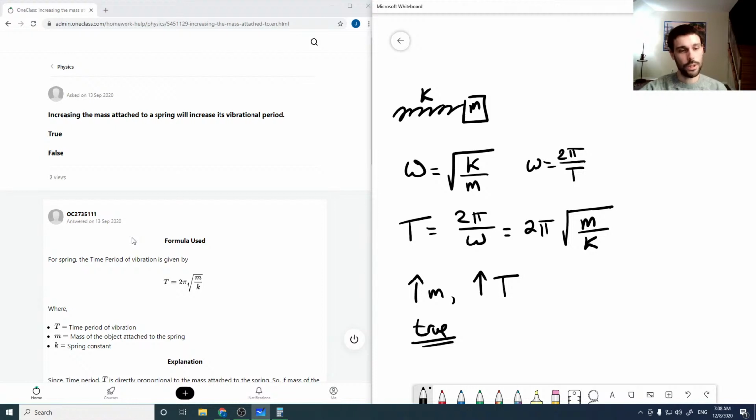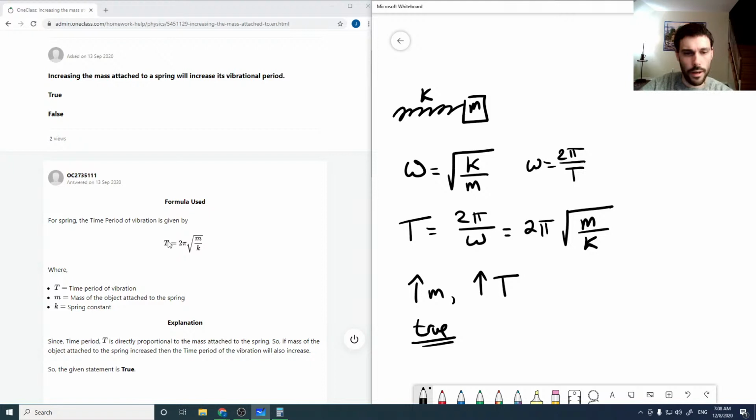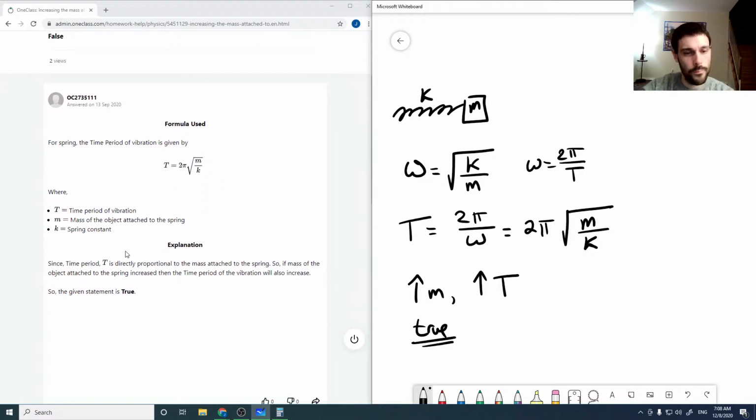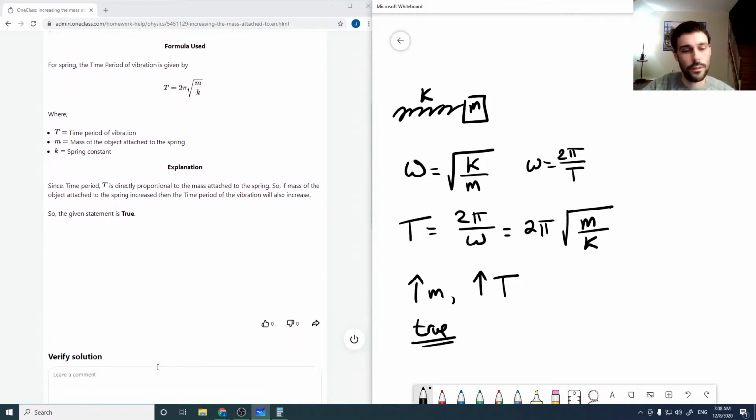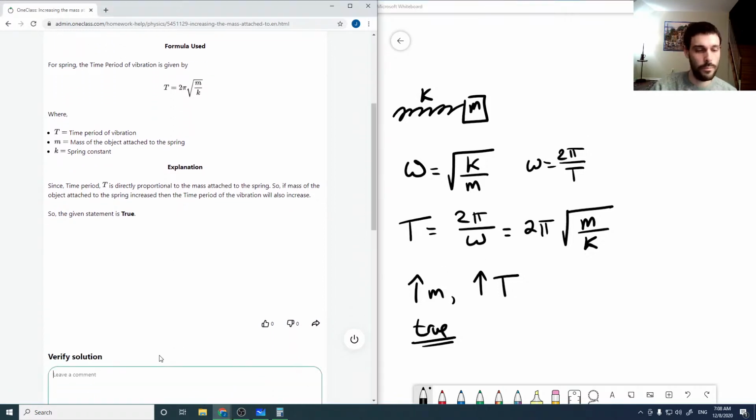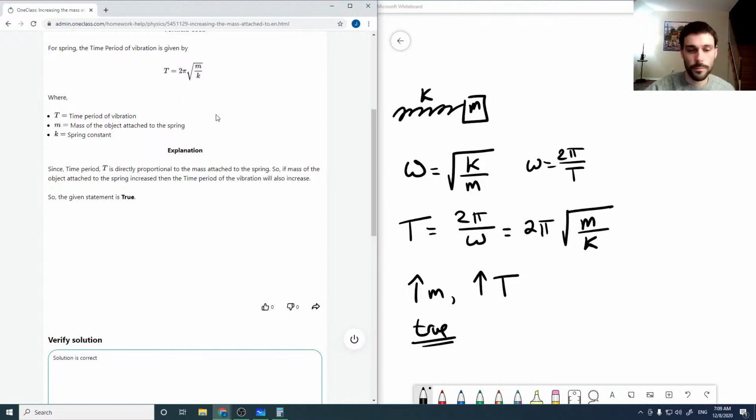If we check the solution here, our period of vibration comes out to 2 pi root m over k, which is correct. So then our period is directly proportional to the square root of the mass. If the mass is increased, then we increase the period. So that's true. That's good. And so that looks correct.